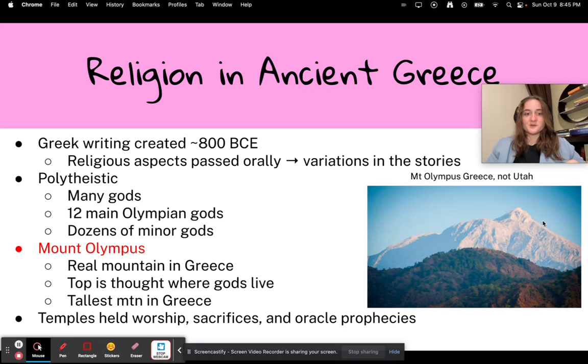And here's a beautiful picture of it. It is the tallest mountain in Greece. You can actually go hike it. And there are temples for worship, sacrifices, and also oracle prophecies with the religion in ancient Greece. Again, here's a picture. And apparently, there's also a mountain in Utah called Mount Olympus, and that really tripped me up.